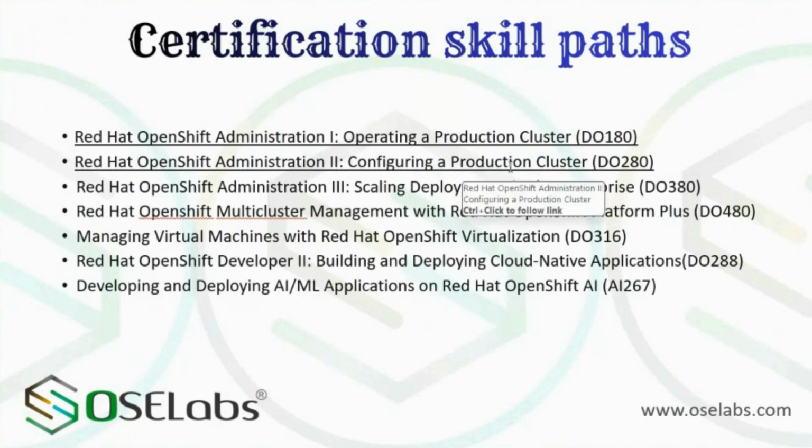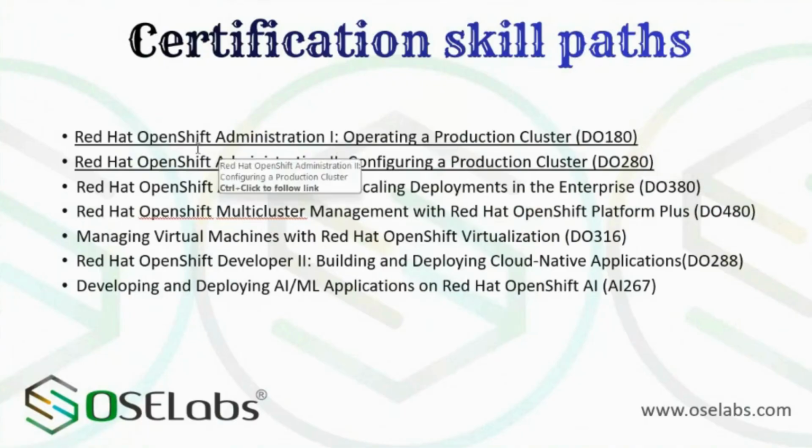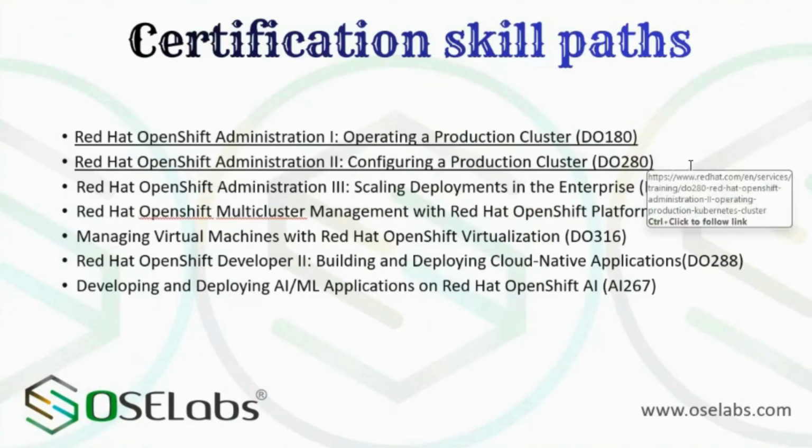So now you can see the basic one is DO180, which is OpenShift Administration 1. DO280 is Administration 2. DO380 is Administration 3. And there is also DO480, which is OpenShift Multi-Cluster Management with Red Hat OpenShift Platform Plus. Multi-cluster means, if you have different clusters, one for production, one for development, one for testing, one for QA, multiple clusters can be managed under a single roof like that.